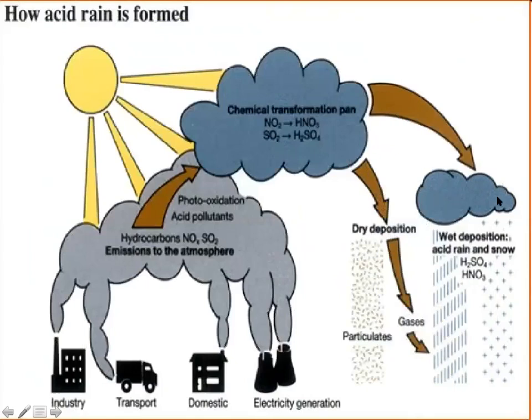The first one is called wet deposition, that is, acid rain and snow, in which there are mixed particles of the acids, sulfuric acid and nitric acid. Whereas another form of these chemical transformations may come to the ground as dry deposition, in particulates and in the form of gases that may be mixed with these strong acids, and they produce the rains in the form of wet deposition.